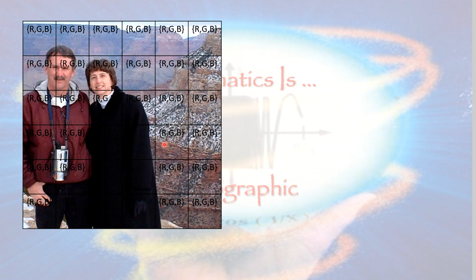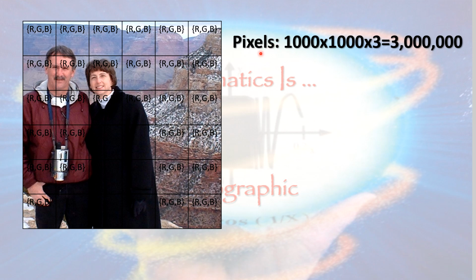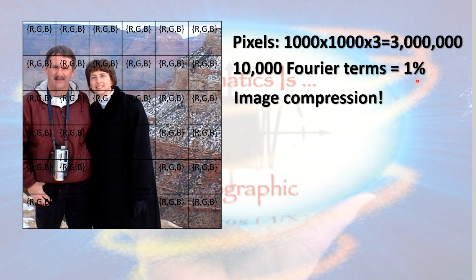This may sound complicated, but look at the storage requirements. Storing each of the RGB values for each of the 1,000 by 1,000 pixels adds up to 3 million numbers. A sharp image using, say, 10,000 terms for each Fourier series requires 30,000 numbers, just 1% of the original 3 million. So Fourier series allows for large image compression possibilities. Let's see what this looks like in action.